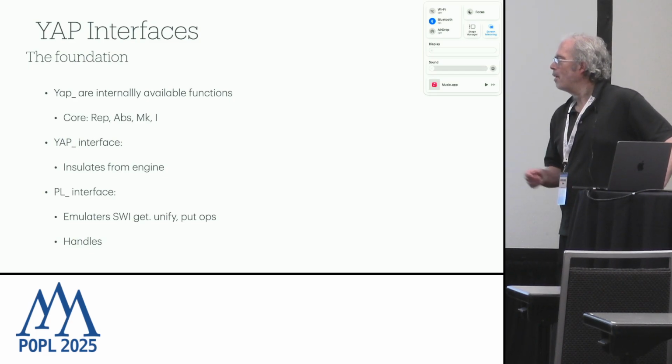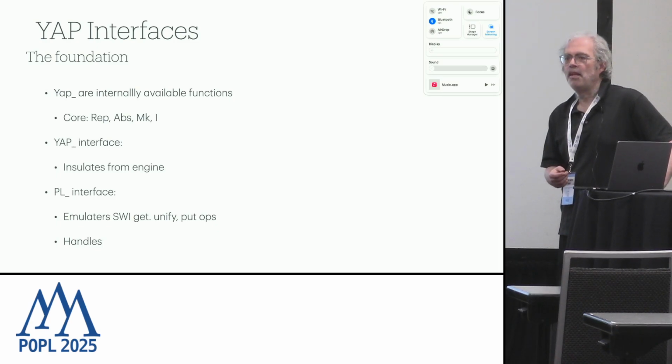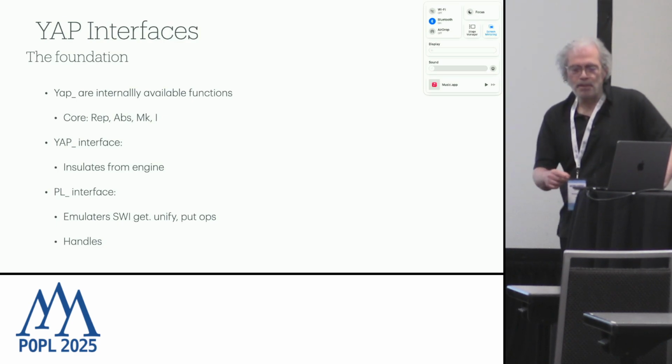YAP also supports the PL interface, which is actually the native SWI interface. It's a totally different perspective. Whereas we build terms and access terms, SWI is more about unifying terms, getting terms, and putting terms. So it's more like the Prolog implementation in a sense. All these things exist within YAP.